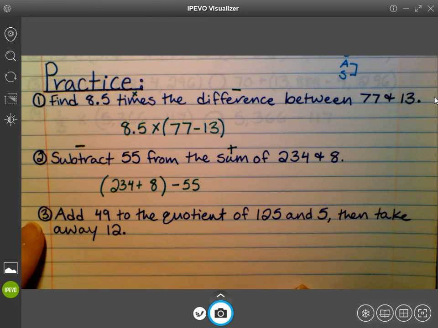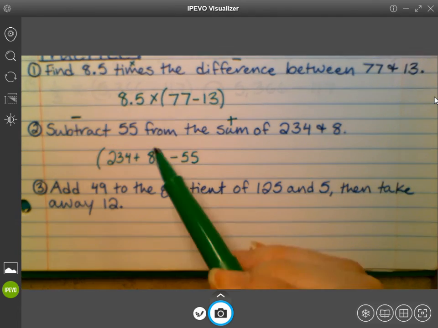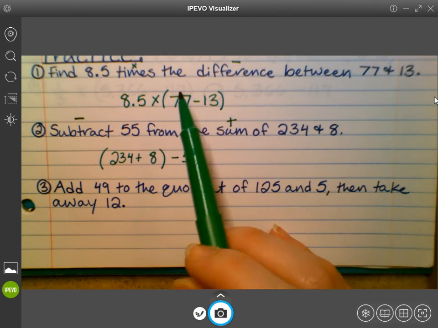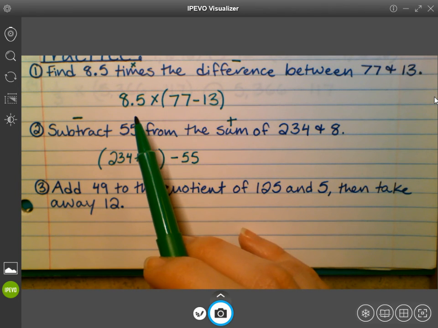And I'll let you guys know, I purposefully picked a few practice problems that were a little difficult, just so we could do them together. And then we had number 3. So up to this point, we kind of had 2-step equations. The first one, we would take 77 minus 13 and then multiply by 8.5.